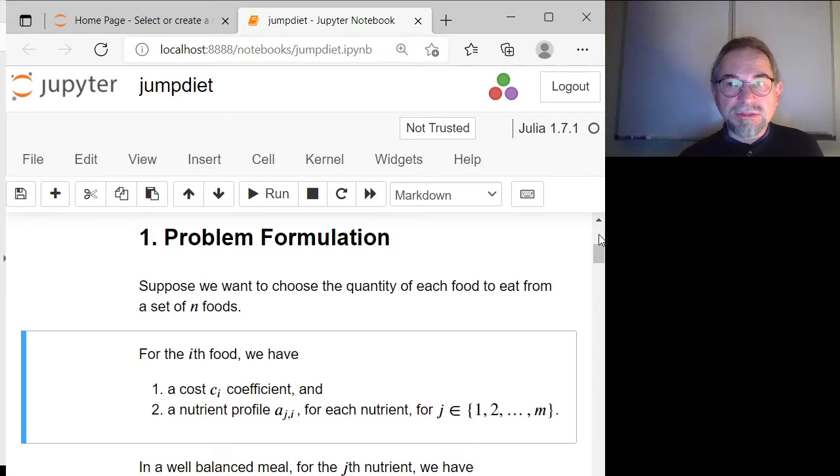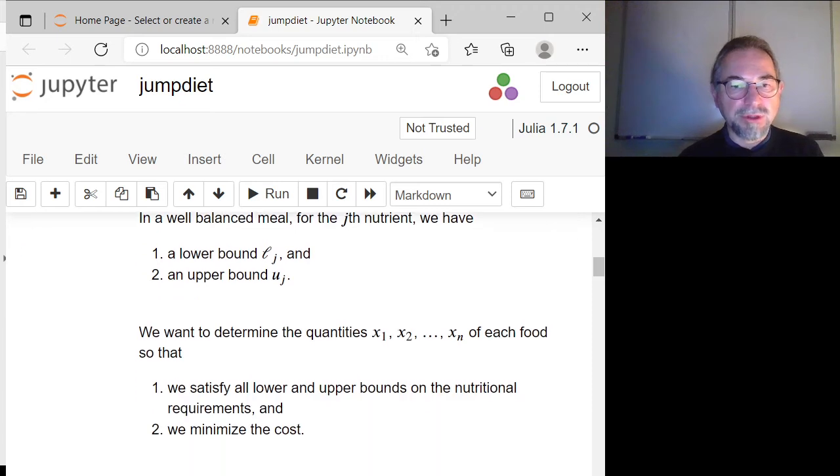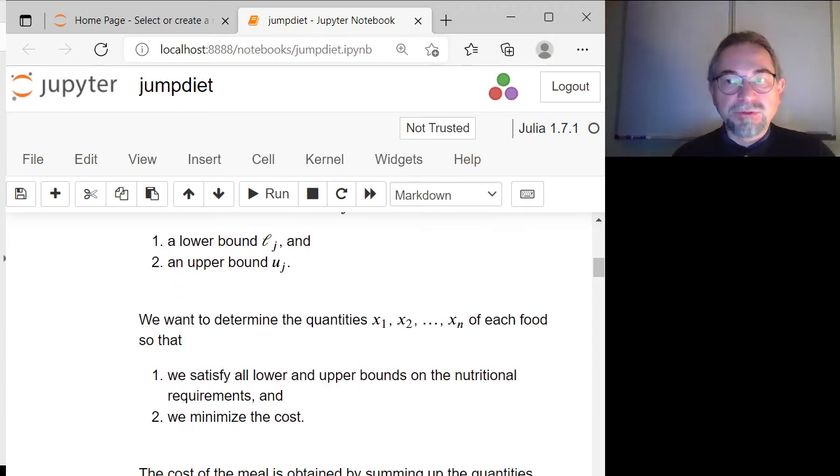Now we have requirements. We have lower bounds and upper bounds. About some foods we shouldn't really eat too much, so it's a realistic problem. This is where the data frames come in as well. The data frames are going to help us. Okay, we want to determine what the problem is. We want to satisfy all our requirements, so not eat too little, not eat too much of every food group. We want to determine them so that we minimize the costs.